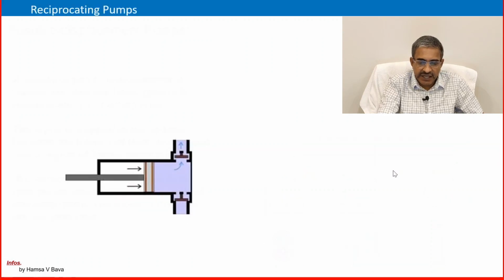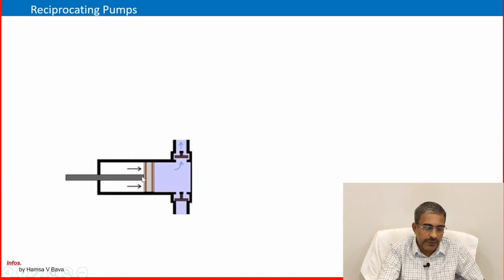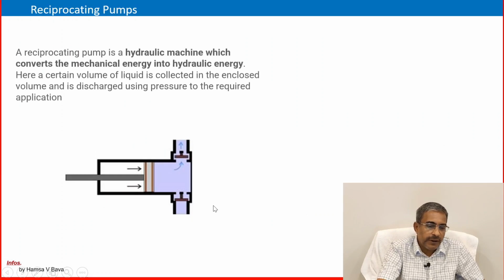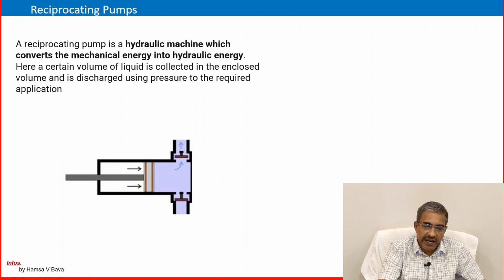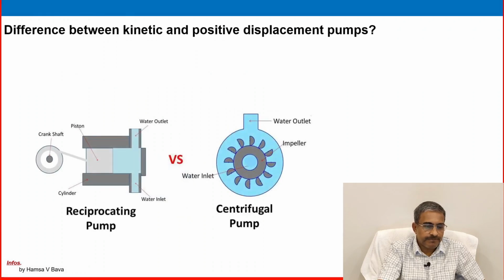In the other case, it is a reciprocating pump. This is a reciprocating pump coming under the category of positive displacement pump. A reciprocating pump is a hydraulic machine which converts mechanical energy into hydraulic energy. Here a certain volume of liquid is collected in the enclosed volume and is discharged using pressure to the required application. Difference between kinetic and positive displacement pump.